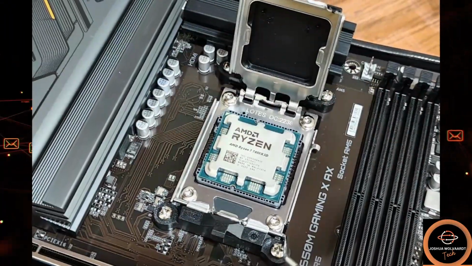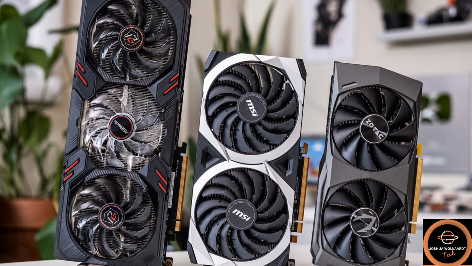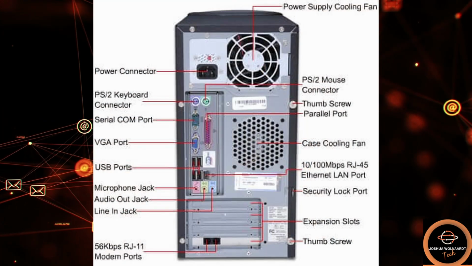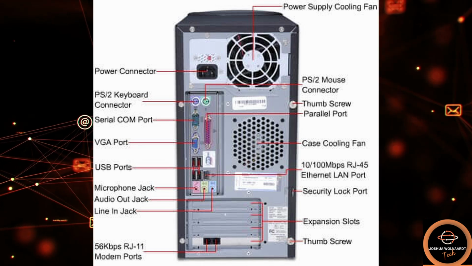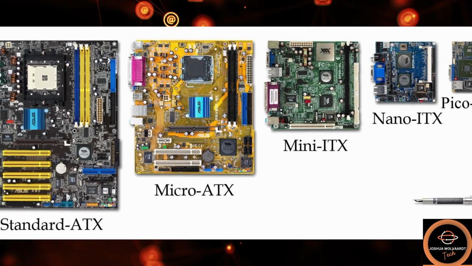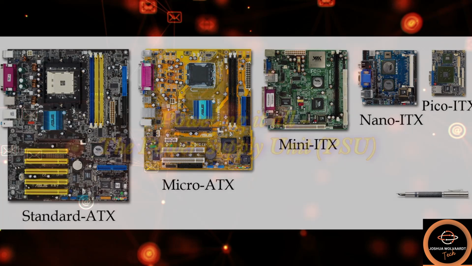The motherboard dictates what types of CPU, RAM, and other expansion cards your system can use. It also provides the connections for your storage drives, peripherals, and power supply. Different motherboards come in various sizes or form factors with different features and expansion capabilities.